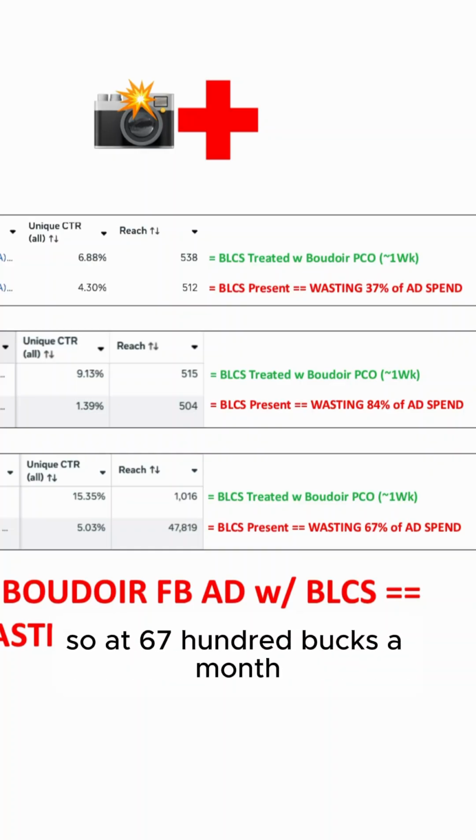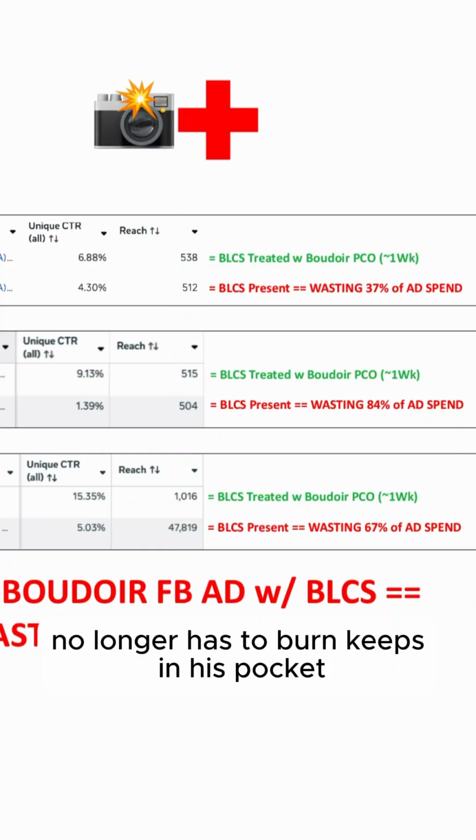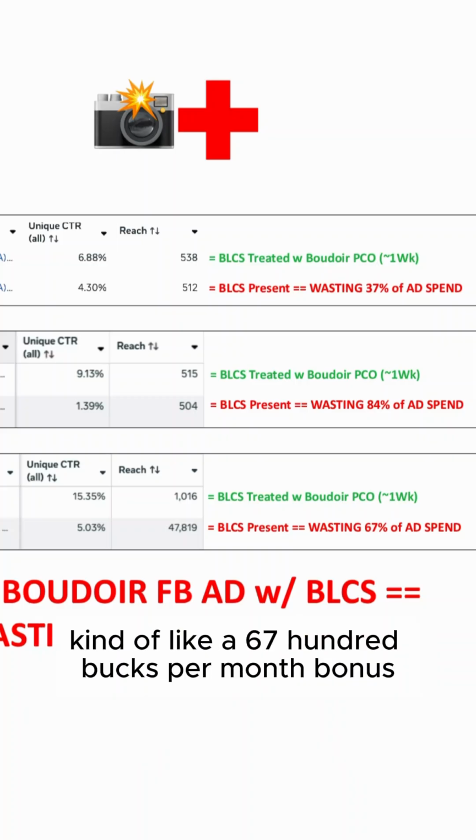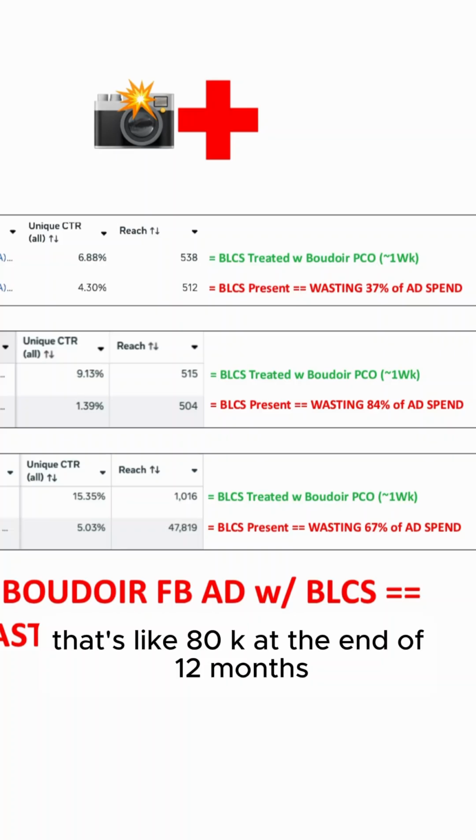So at 6,700 bucks a month, he no longer has to spend, no longer has to burn, keeps it in his pocket, kind of like a 6,700 bucks per month bonus. That's like 80K at the end of 12 months.